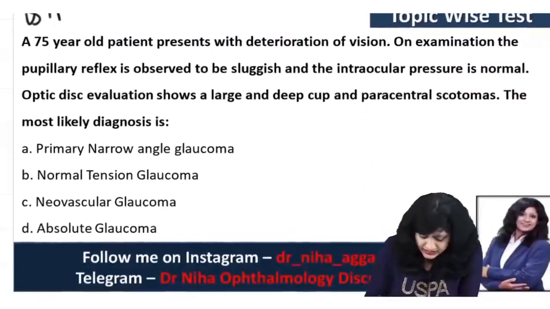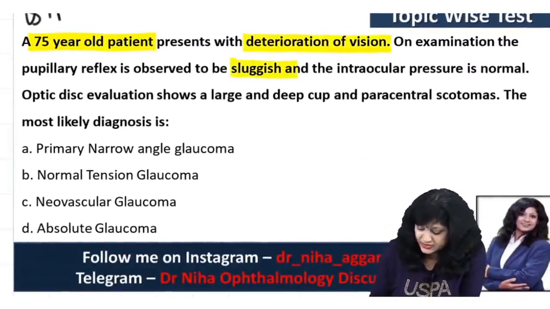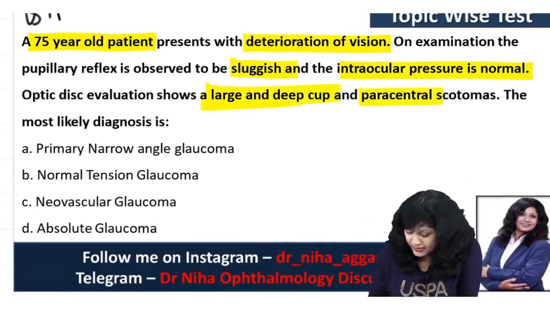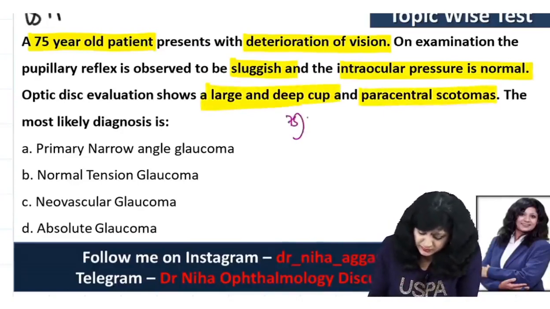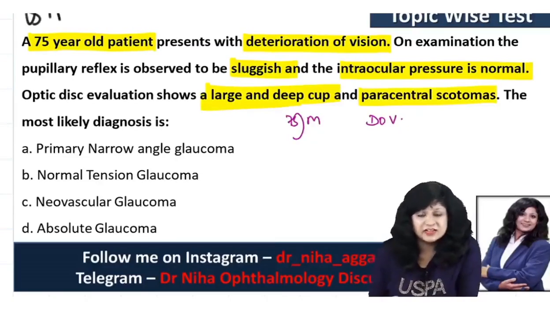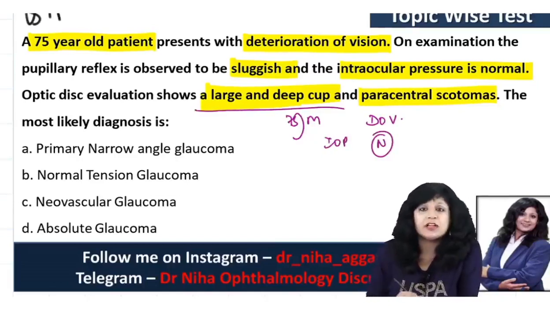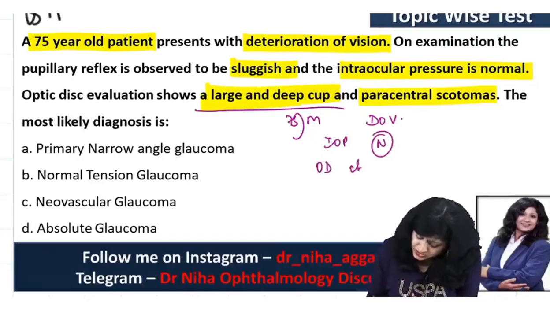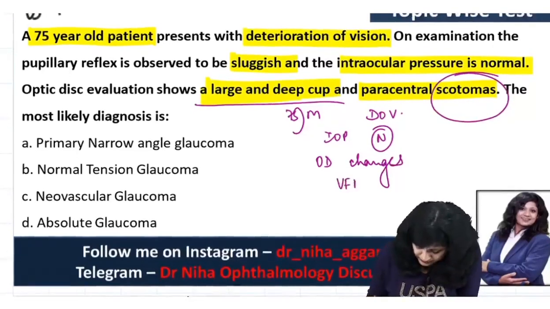Question number 19. A 75-year-old patient presenting with the deterioration of vision. On examination, pupillary reflexes sluggish, IOP normal, optic disc shows a large and deep cup along with paracentral scotomas. So this patient, 75 years male, is coming with the diminution of vision. Pupillary reflexes are sluggish, IOP normal. Okay, we have got cupping, so we have optic disc changes, right, along with the scotomas. So we also have the visual field defects here.